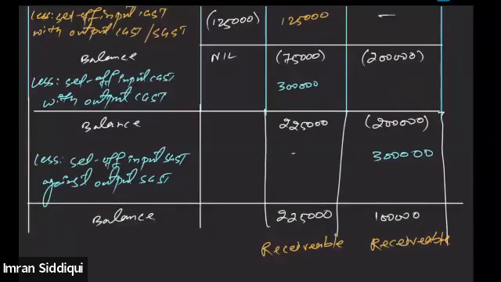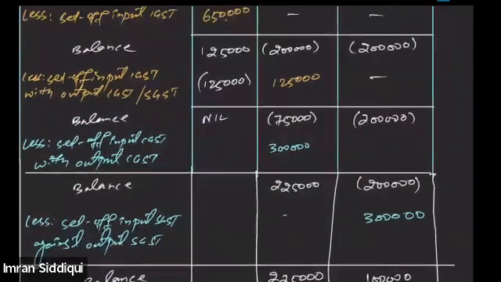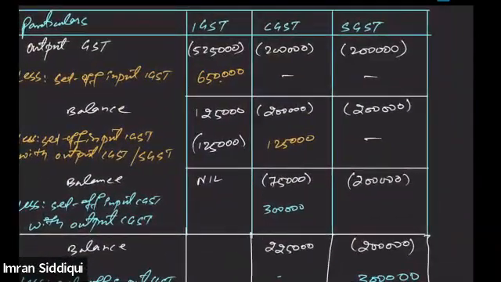Now we will have to pass the entries as well. So in order to pass the journal entry, we'll try to focus upon the steps that we followed while setting off. The first thing that we did was we set off the input GST with the output GST to the extent of 5,25,000 only, right? Because input IGST was 6,50,000, but we had 5,25,000 only available under the output IGST. So we were able to set off to the extent of 5,25,000 only.